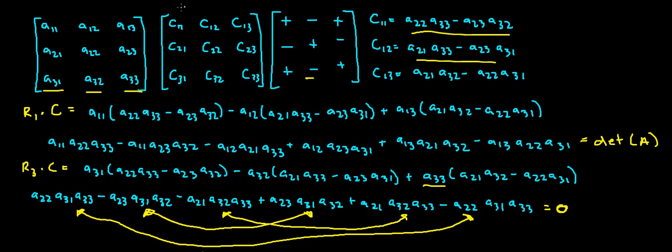If I took this column of cofactors and I multiplied it by this column of entries from the matrix A, I'm going to get the determinant. If I multiply it by this one, it's going to be 0. If I multiply it by this one, it's going to be 0.